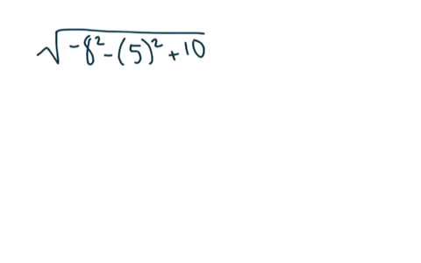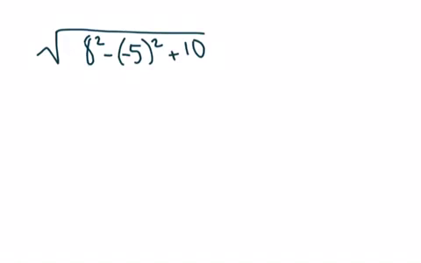So right here we have, under the radical sign, negative 8 squared minus negative 5 squared plus 10. Alright, that's what we're going to do. So remember, oh, I'm sorry, this is a negative. There we go. Okay. Alrighty, so let's simplify within the square root.